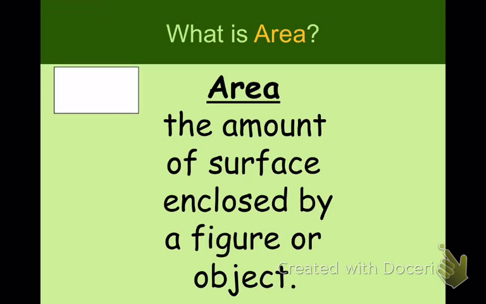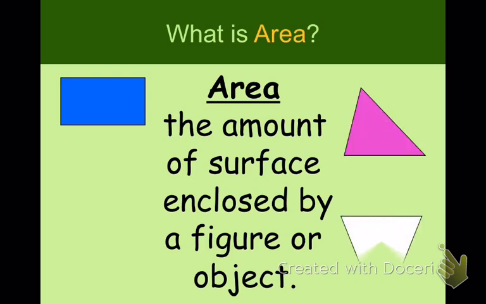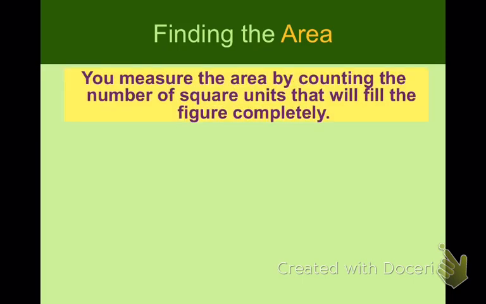So again, here are some standard shapes that you would find the area of, especially at this level, like rectangles, triangles, a trapezoid, and here we have a diamond shape, which we call a rhombus. So let's move on and see how we find the area of an object. It pretty much comes down to this: you measure the area by counting the number of square units that will fill in a figure completely.